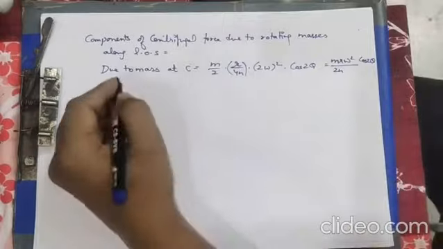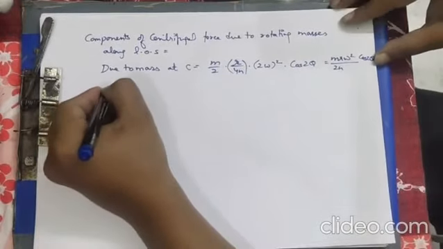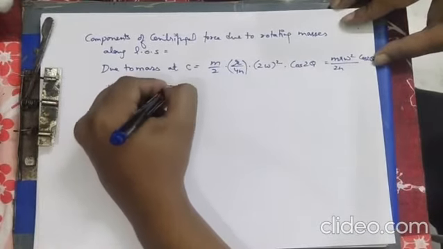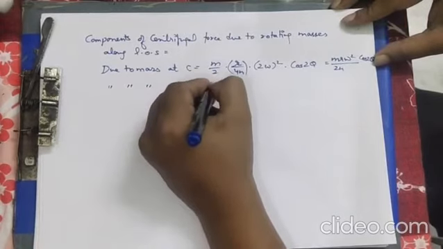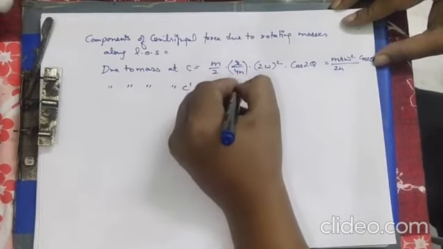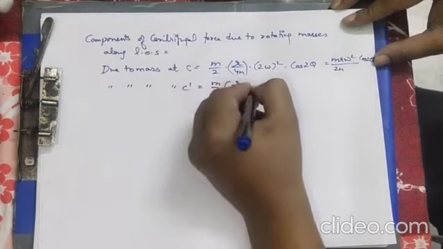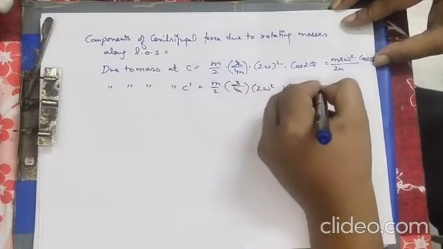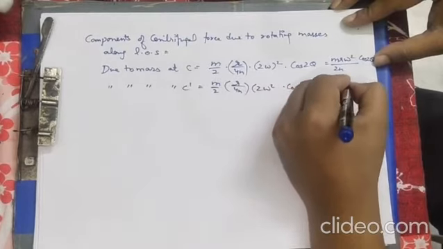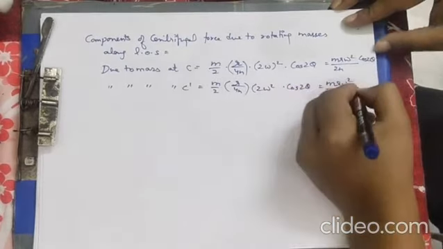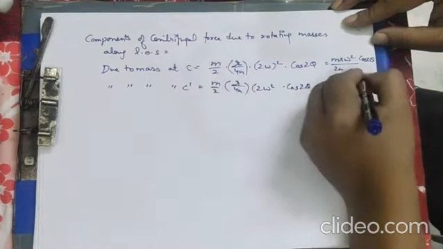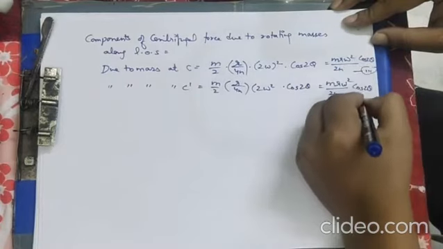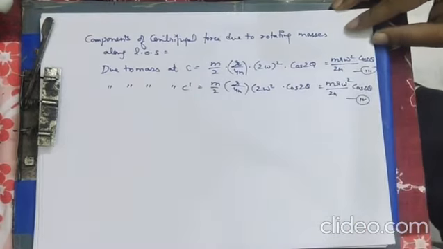In the same way, due to mass at C dash, it will be m by 2 r upon 4n, same 2 omega square cos 2 theta, which is mr omega square upon 2n cos 2 theta. Let it be equation 3rd and let it be equation 4th.